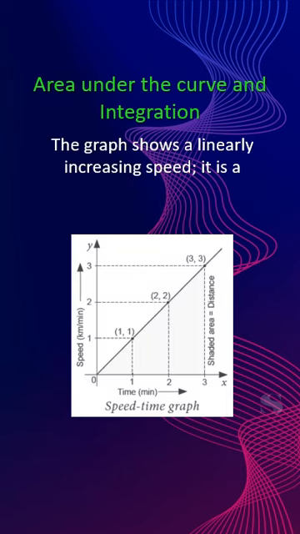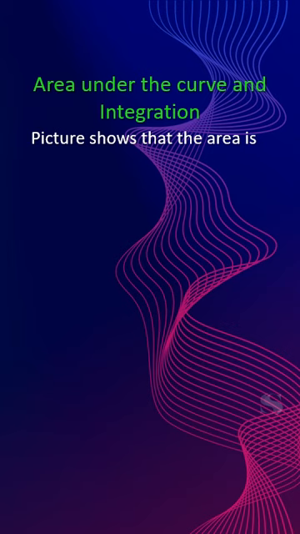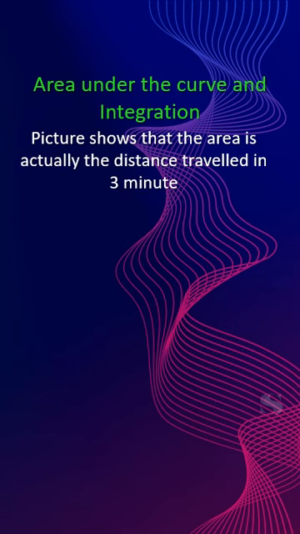The graph shows a linearly increasing speed. It is a speed-time graph. The area under the line, the straight curve of the graph, is shown between the time interval 0 to 3 minutes. The interval is chosen to be able to measure a finite area under the curve. The question is, how much is the area under the curve between time 0 to 3, and what does that represent? The picture shows that the area is actually the distance traveled in 3 minutes.